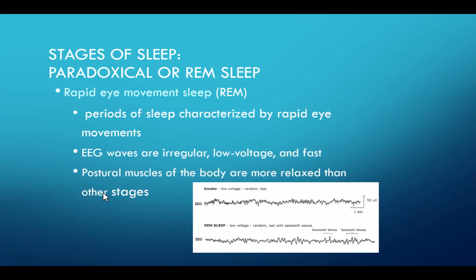So during REM, the pons are sending signals to the postural muscles of the body, so they're more relaxed than in the other stages, and it prevents them from moving, and that way we can't act out the dreams that we have during REM sleep. So this is just showing you what brainwaves look like awake versus when we're in REM sleep, and you can see how they are very similar, maybe a little slower during REM, but still very similar. And so again, that's the paradox there.